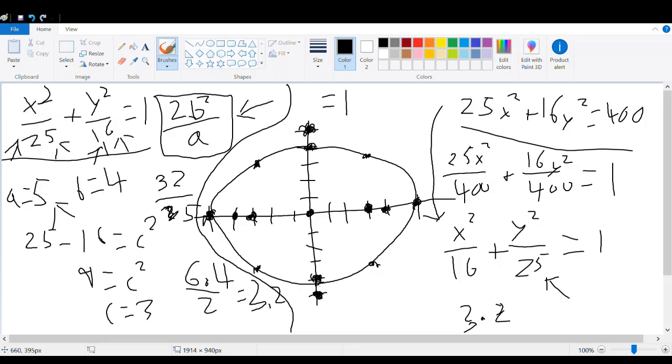Basically that's because the distance from center to co-vertex is 4, that's B, and from center to vertex is 5, that's A. We got that, and that's how we know A is up and down. Okay, and then the focus is going to be 3 again because our A and B values are the same, but this time it's up and down because A is up and down. 3.2, once again, focal width.